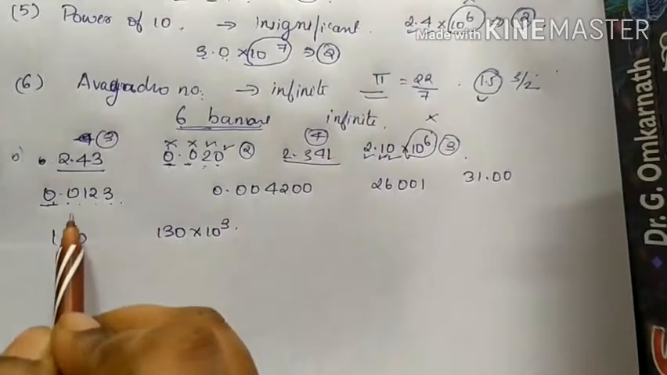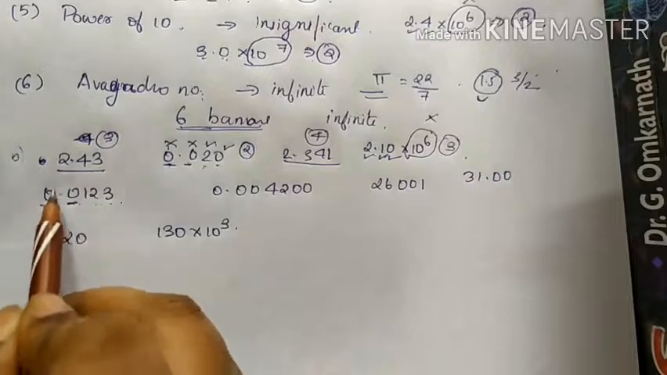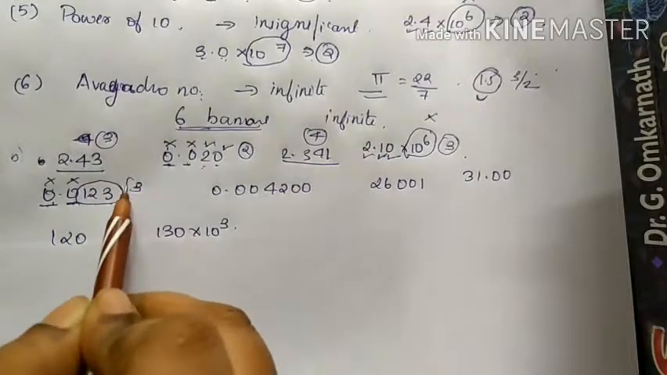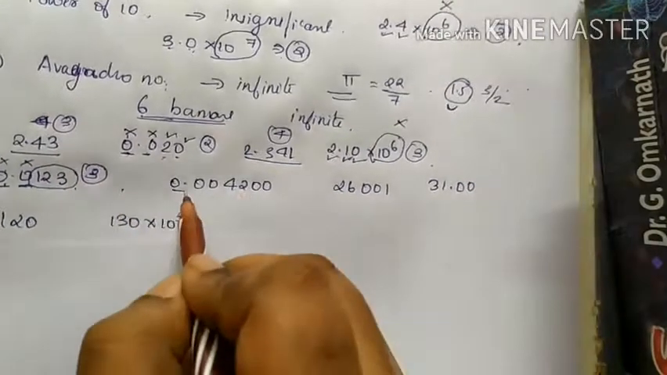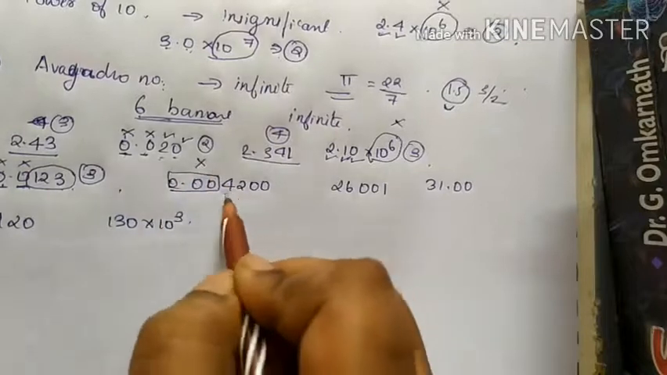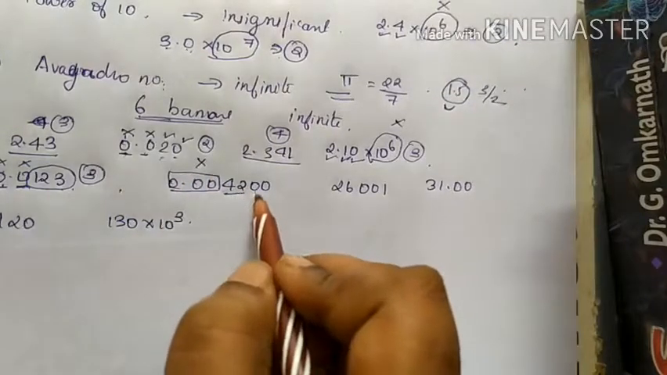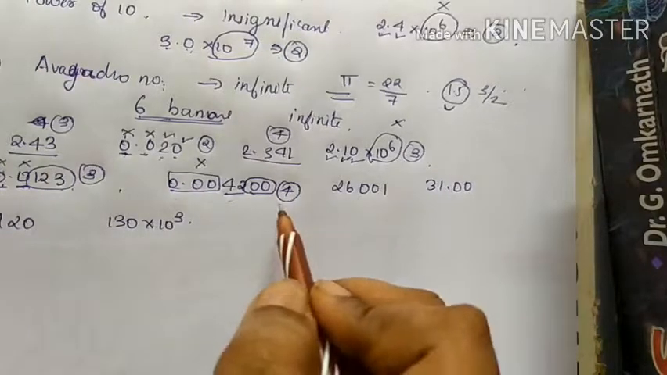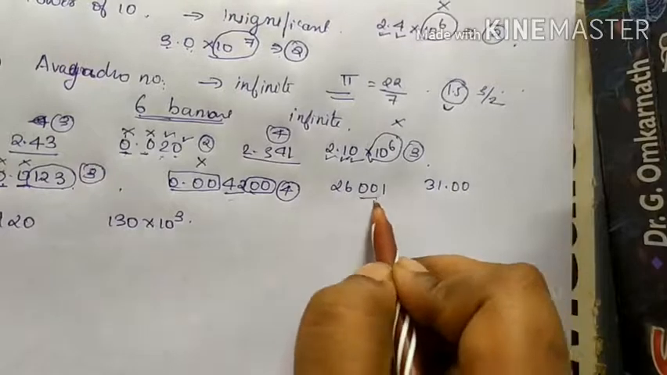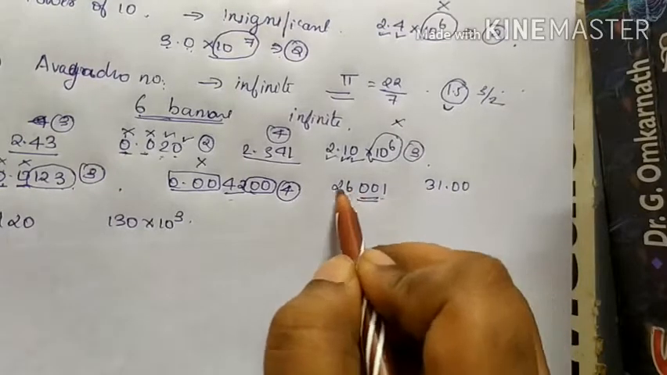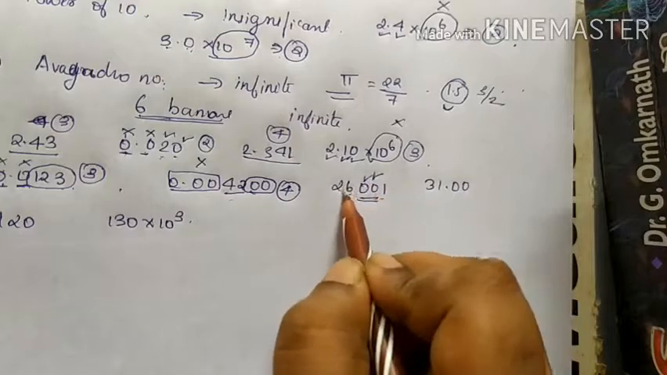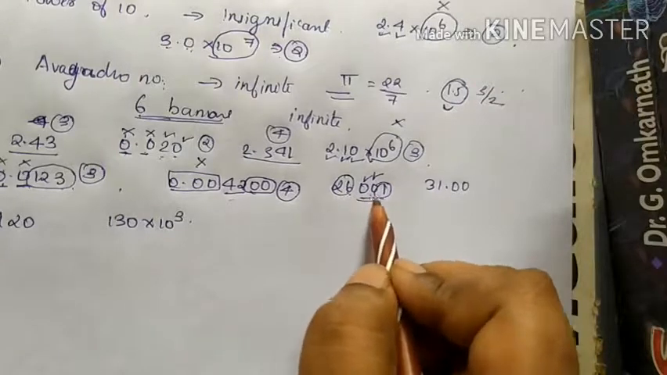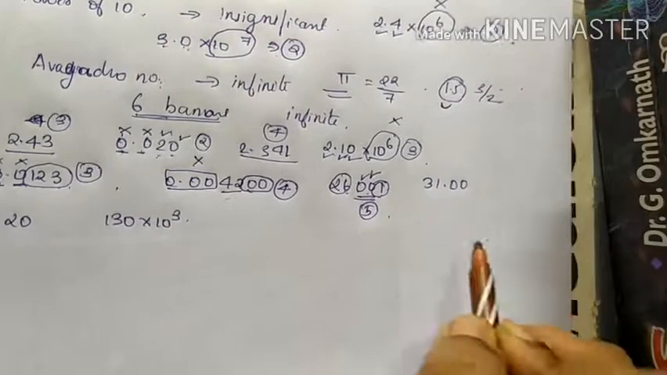0.0123: the initial 0s are not significant, and 1, 2, 3 are significant. So 3 significant figures. Now again, these 3 zeros are not significant, 4 and 2 are significant, and the ending digits after the decimal are significant. So there are 4 significant figures in this question. Now 26001: these 2 zeros are between 2 significant figures, so they are also significant. 2, 6 and 1 are significant because they are non-zero digits. So 1, 2, 3, 4, 5. So 5 significant figures here.